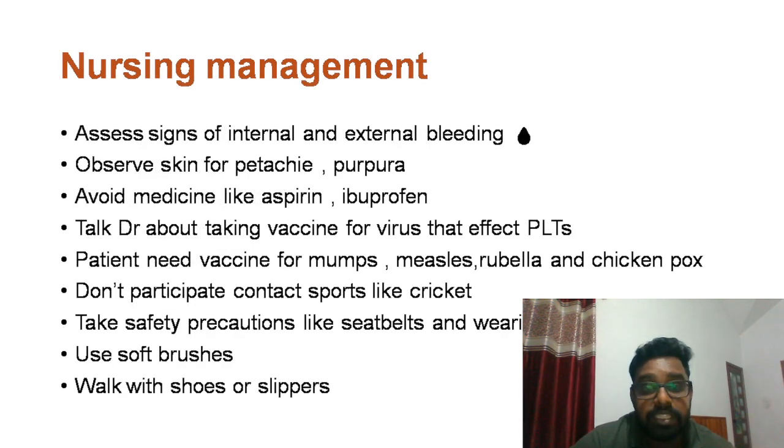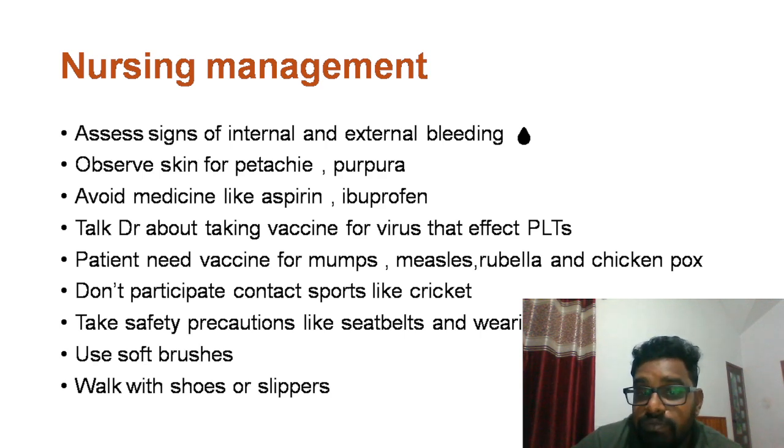The nursing management. What are the nursing management measures we have? Firstly, assess the signs of internal and external bleeding. The main problem is bleeding, so assess the signs of internal and external bleeding. Observe the skin for petechiae and purpura; these are bleeding disorder specific signs. Avoid medicines like aspirin and ibuprofen, as they will cause further bleeding. Talk to the doctor about taking vaccines for viruses that affect the platelets.